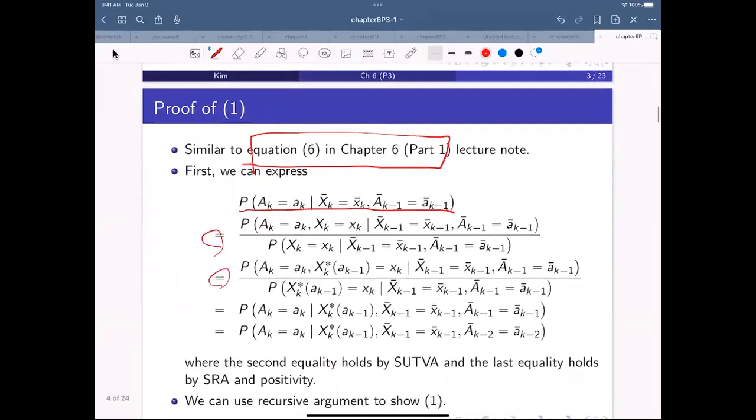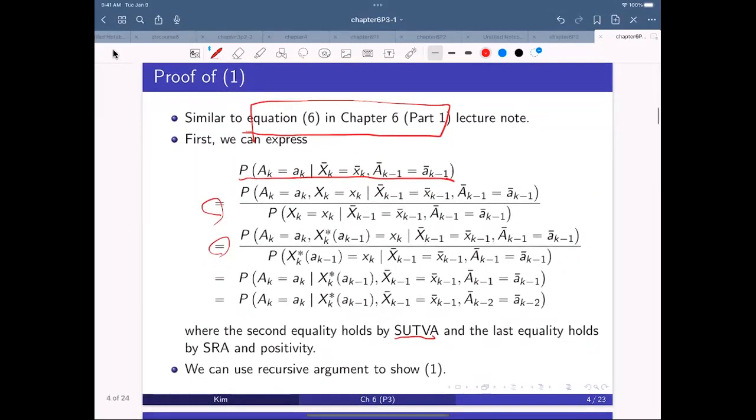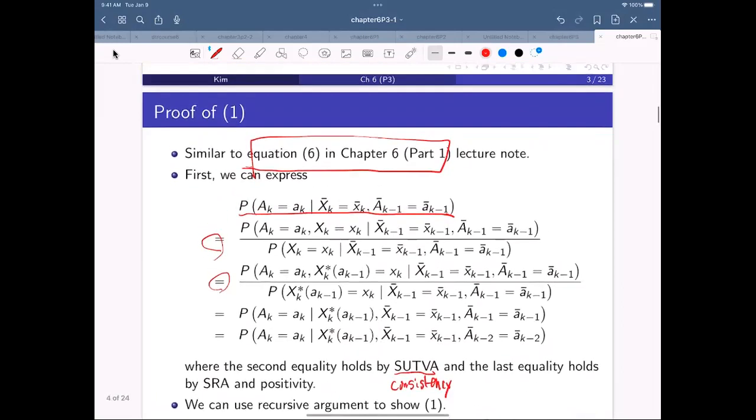By the way, SUTVA is a term proposed by Rubin, but it's nothing, right? It's just consistency. And James Robins is not really a good friend of Rubin, so he never uses the terminology. So we can just call it consistency, measurement consistency. Basically, what you observe.